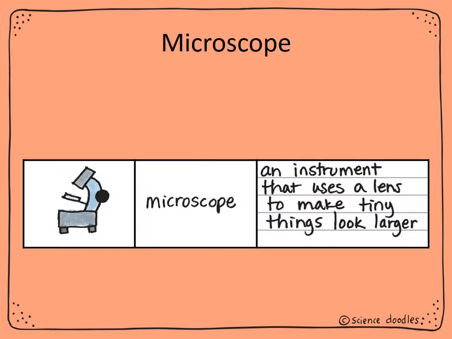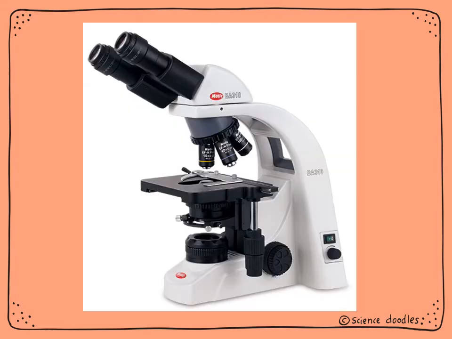Our first word is microscope, which is an instrument that uses a lens to make tiny things look larger. So you look through the top of it, you adjust some knobs, you turn some dials, it brings it into focus so you can see better, and it lets you see very, very small things. And there's an example of a microscope that you might see in a school classroom, like a high school classroom.